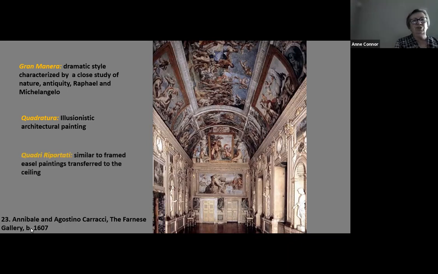And then they also use quadri riportati, which is a kind of framing of an easel painting. So you can see that each of the big scenes is surrounded by a frame, as if it was a big canvas hanging on the wall.